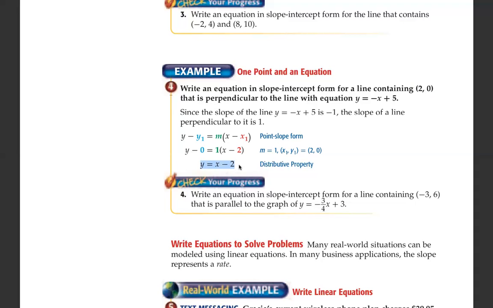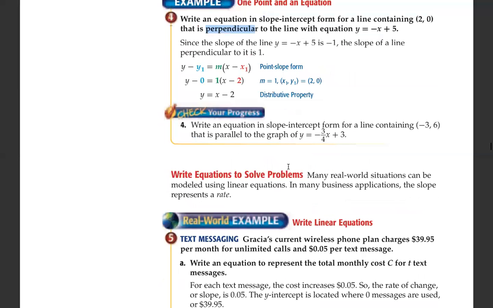Now, for the check your progress, it is a line parallel. If it's parallel, we use exactly the same slope. Whatever is the slope of the given line, if they are parallel, then you copy the slope of that line. You do not get its opposite reciprocal. You only get the opposite reciprocal if it's given to be perpendicular. Okay, those are the things that we have for today.